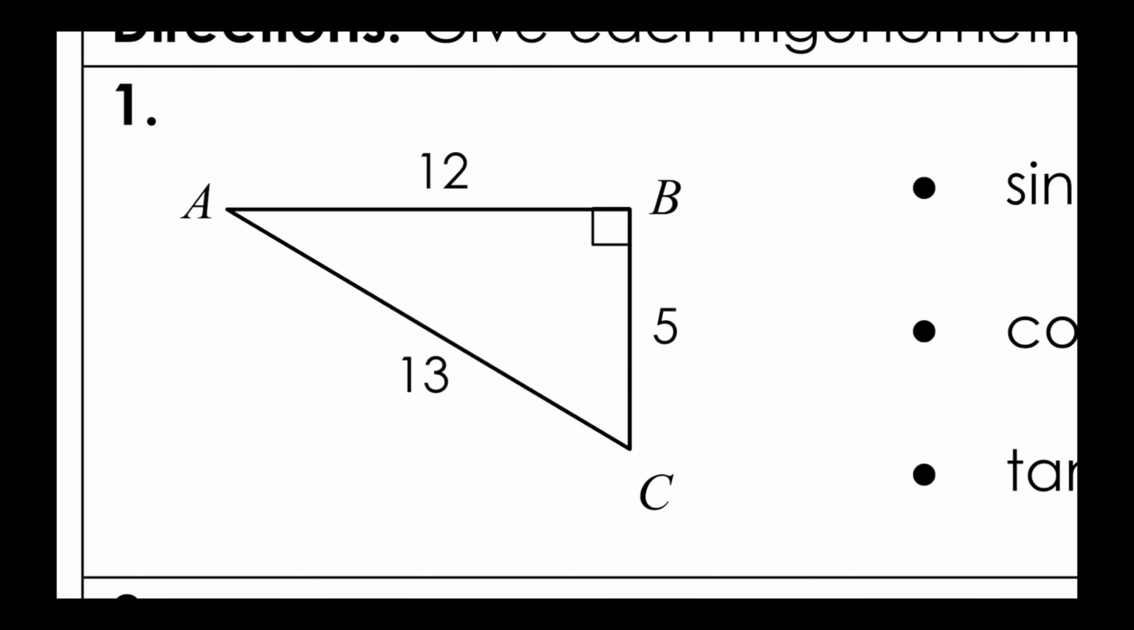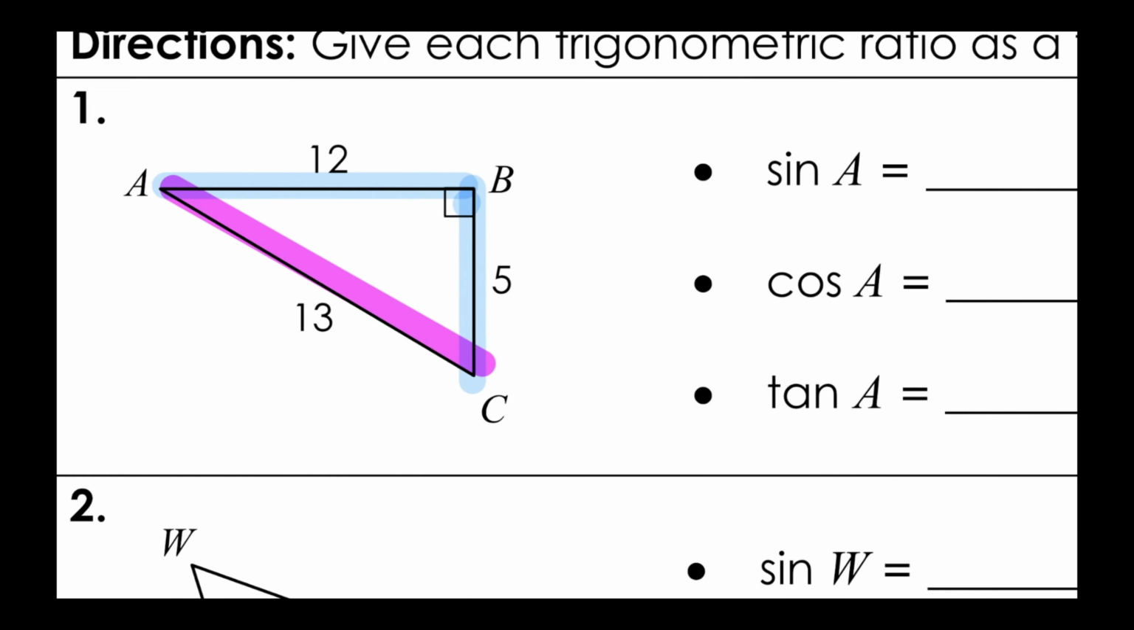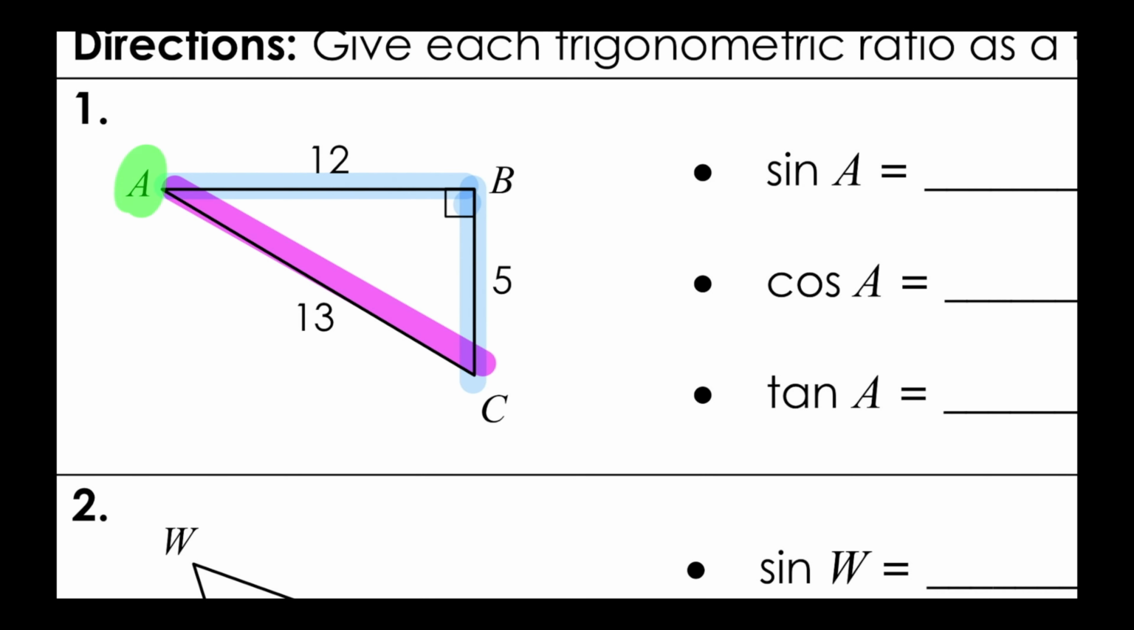Okay? Example 1. So if I look here, that side and that side are my legs. And this side is my hypotenuse. Right? And so I'm going to focus in on angle A. So my focus, always know what your angle is. So my focus is angle A. So I'm going to find the 3 trig ratios of angle A. So that's what this is. Sine A, cosine A, tangent A. Okay?